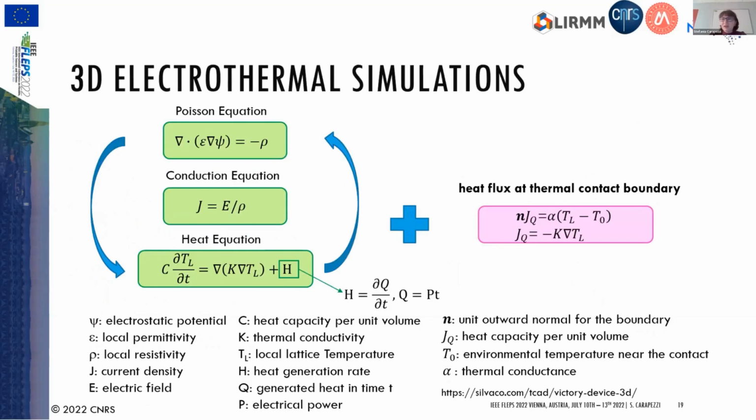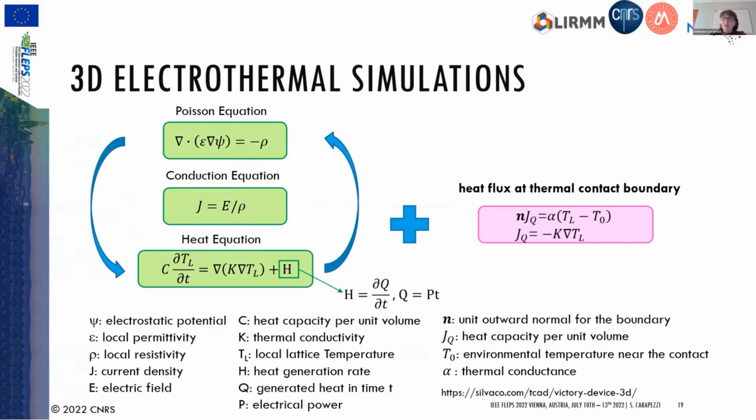And so when I have to perform my simulation, essentially I do 3D electrothermal simulation, which means that I solve self-consistently the Poisson equation and the heat equation. And in the heat equation, the heat generation rate is associated to the electrical power, so it's the contribution given by the Joule effect.